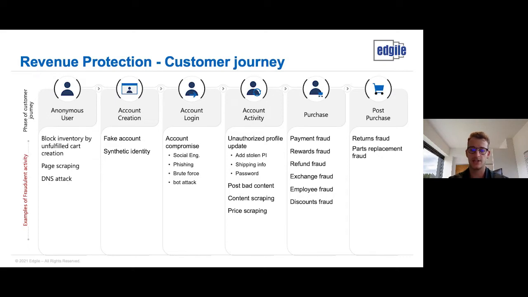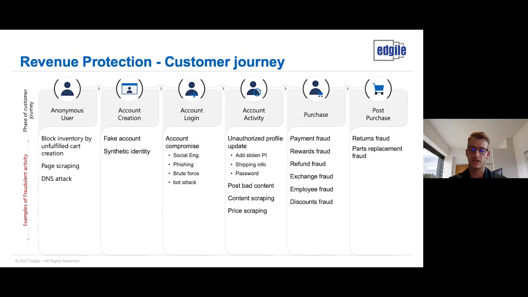The second stage is the purchase stage. This is probably the traditional form of fraud most people are familiar with. These are those stolen credit card based scenarios. So I'm a customer, I click checkout or buy, I have the items in the cart, but I'm using stolen information at the time to complete the purchase. So that's the next point which retailers are tasked with protecting.